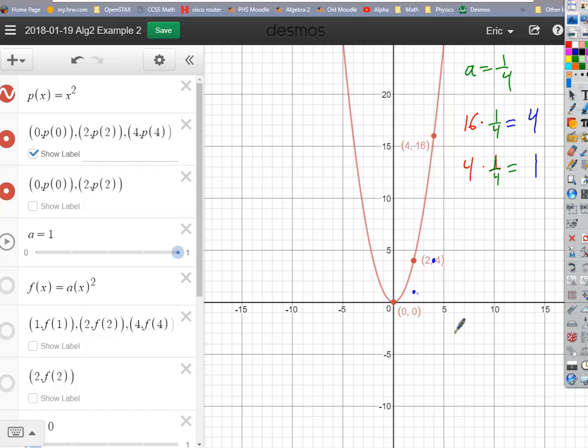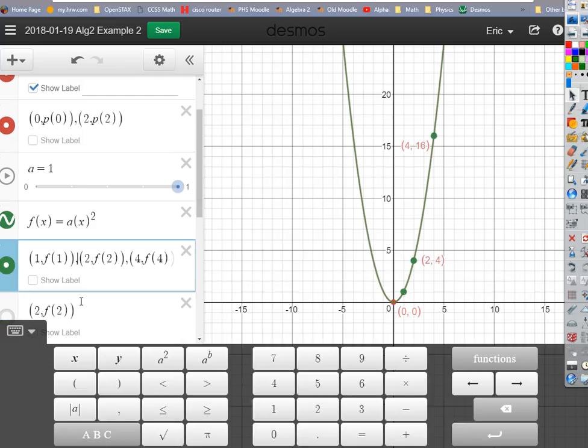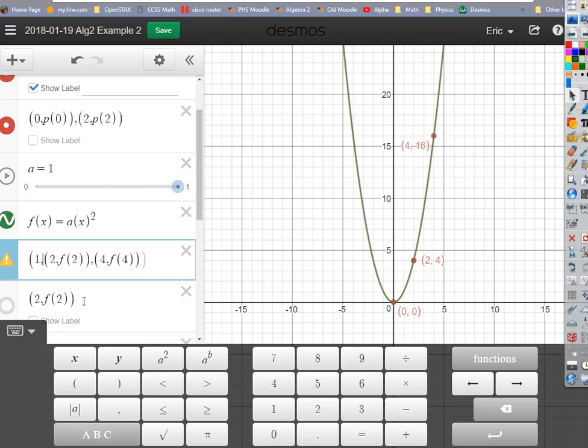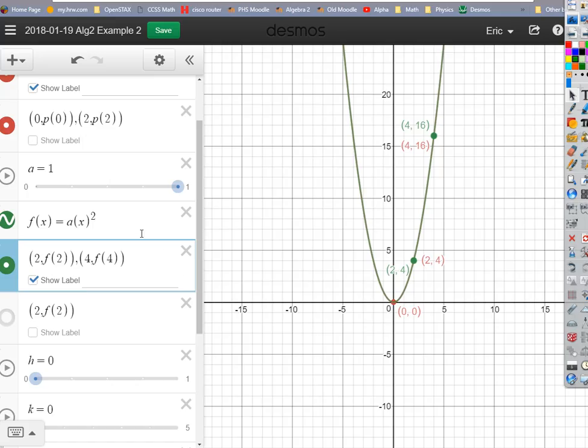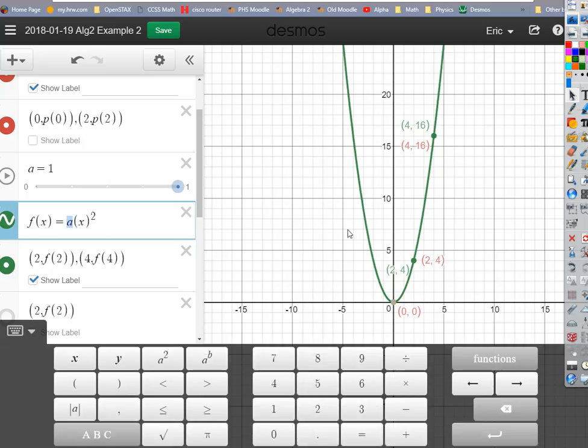Okay, so let's watch that. If I'm going to create a new graph from the red graph, let's make it green. Okay, so there's my green graph. Actually, let's get rid of this one. I'm starting with those points, and I'm going to change A, because notice that f of x is just A times x squared. Everybody see that A right there?